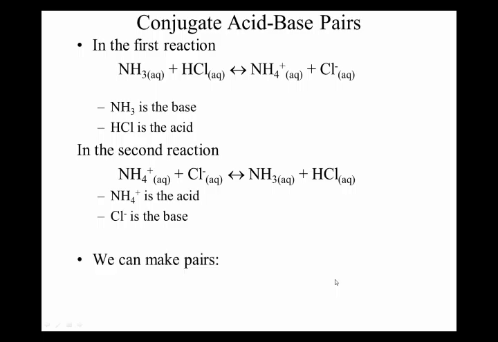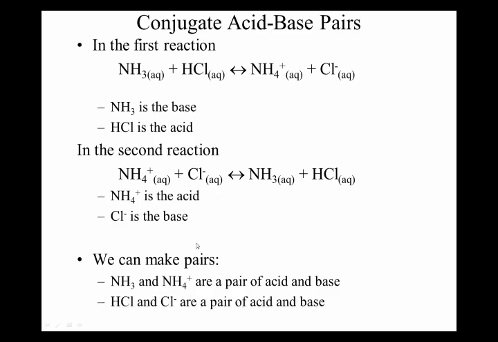So we can pair them up, right? NH3 and NH4 plus are a pair of an acid and a base. This one is the acid, this one is the base, right? You can tell because the acid is always going to have one more proton. The relationship between them is when this acid loses its proton, it becomes this base. When this base accepts a proton, it becomes this acid. So they're related by having gained or lost a proton. That's the relationship between each other.